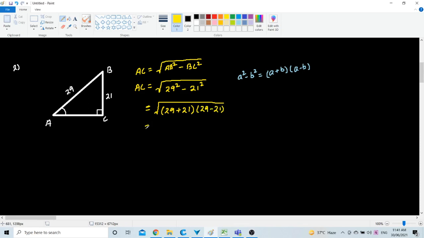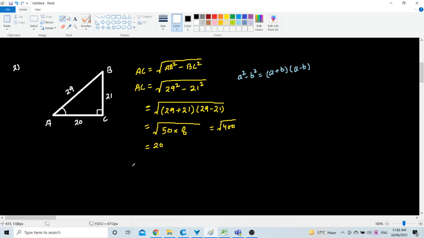Right? Then what could be the answer? 29 plus 21 is 50 and 29 minus 21 is 8. That will be equal to under root 400, and square root of 400 is 20. So we can find out that this AC is 20.